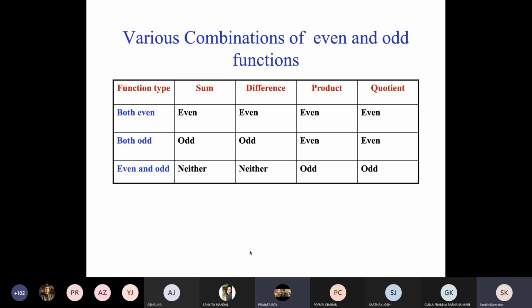Now if one function is even and one is odd, then the sum is? Sir, it will be neither even nor odd. You can't say, it depends upon the nature of the function. Difference is what? Same, sir. It will be neither even nor odd, it could be either of them, basically. One is even and one is odd. The product is? Odd, sir. And quotient is? Odd, sir. Even and odd is odd. Product is odd because there will be one minus sign.